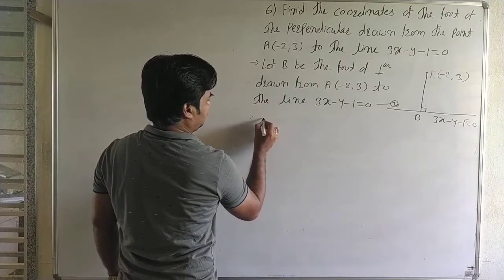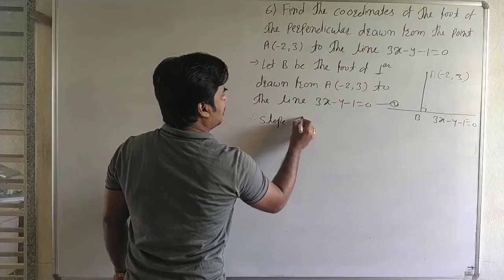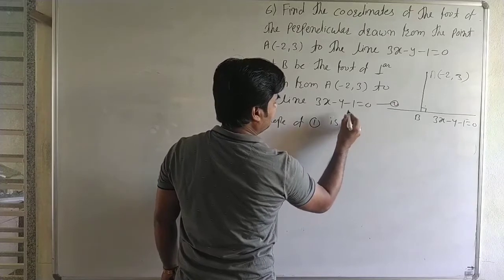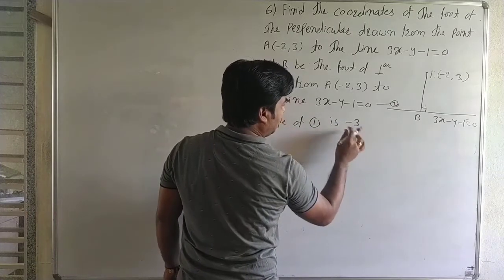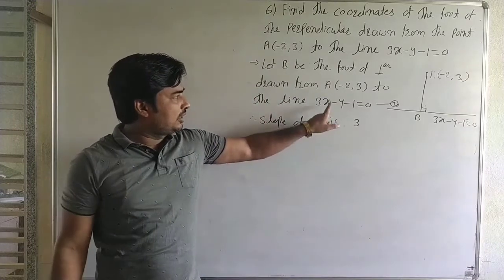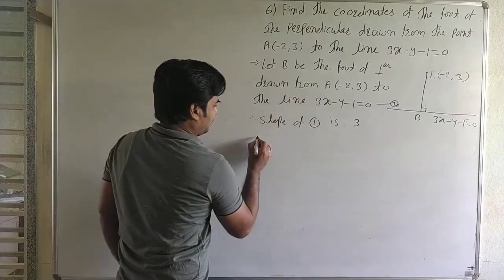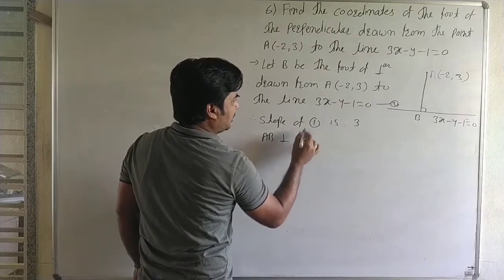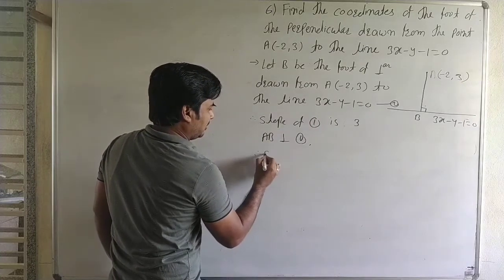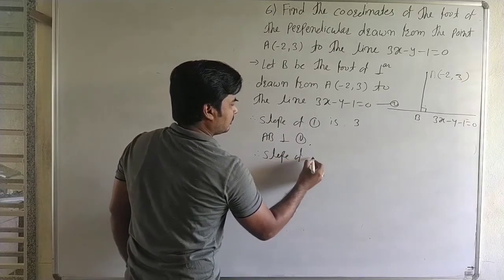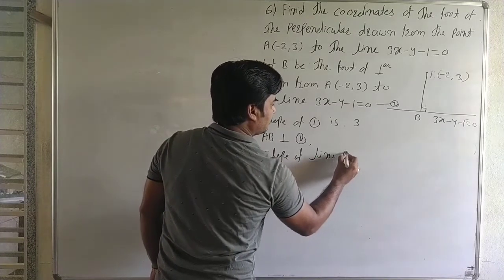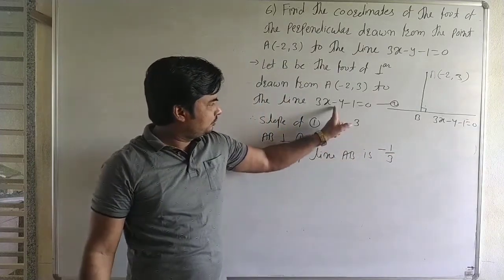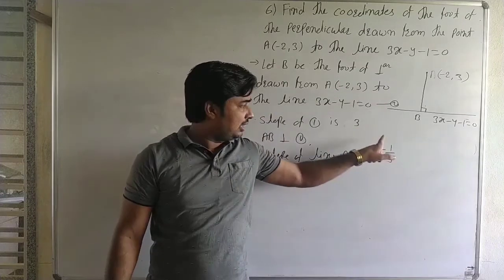Therefore the slope of line 1 is minus 3 by minus 1, we can write directly 3. Since AB is perpendicular to line 1, the slope of line 1 is 3, and therefore the slope of its perpendicular line AB is minus 1 by 3.